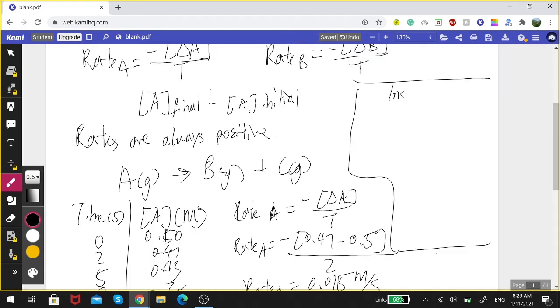Last thing we're going to do is to find an instantaneous rate at a given time. Reactants disappear over time and products appear over time. As we reach equilibrium, the rate could change. To find that, we use the slope of the line tangent to the curve at that given time.